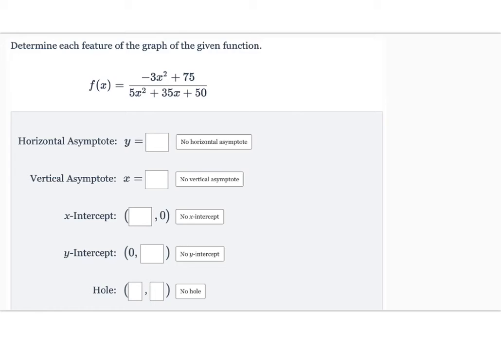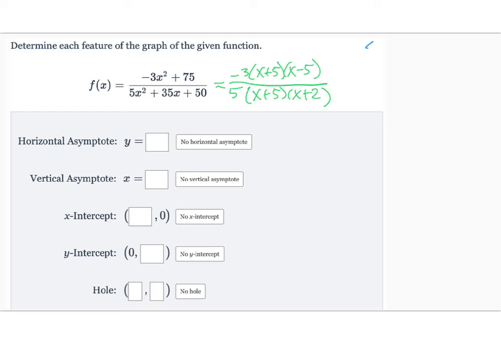Same thing with messier numbers. Let's start out by factoring the top and the bottom. We figured that that's a really useful thing. I can take a negative 3 out, and I've got x squared minus 25, so that's going to be x plus 5 and x minus 5. On the bottom, I can take a 5 out. That would leave me with x squared plus 7x plus 10. That's going to be x plus 5 and x plus 2.